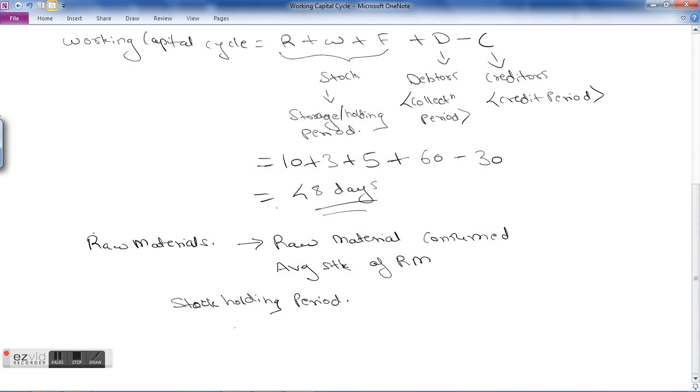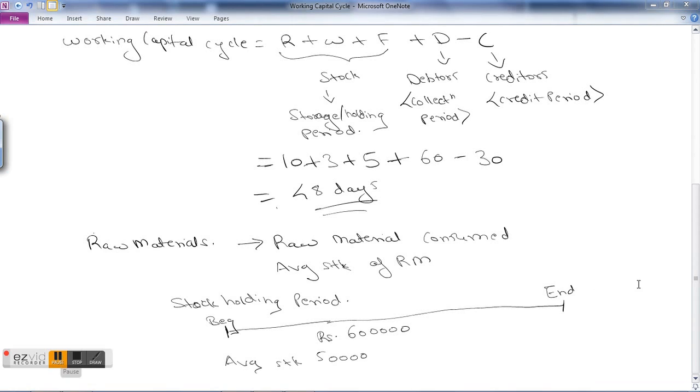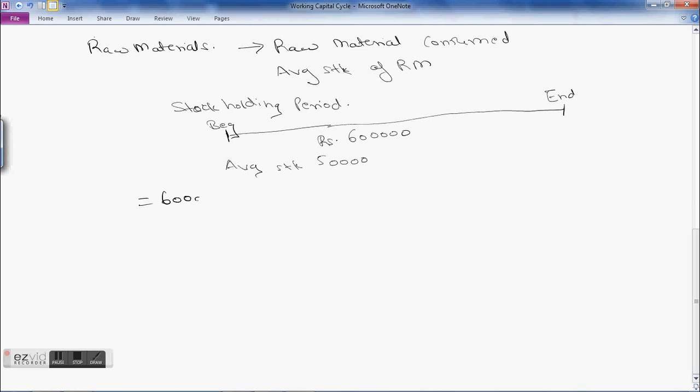So how do we calculate a stock holding period? Raw material consumed during the year is given. Let's say raw material consumed during the year is 6 lakhs, and average stock of raw material is 50,000. So from beginning to end of year, 6 lakh is the raw material consumed, and average stock of raw material is 50,000. If we divide 6 lakhs by 50,000, we get 12. So it is 12 times that the inventory is replaced during the year.